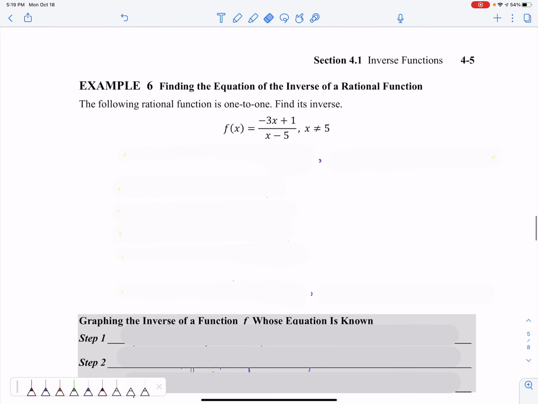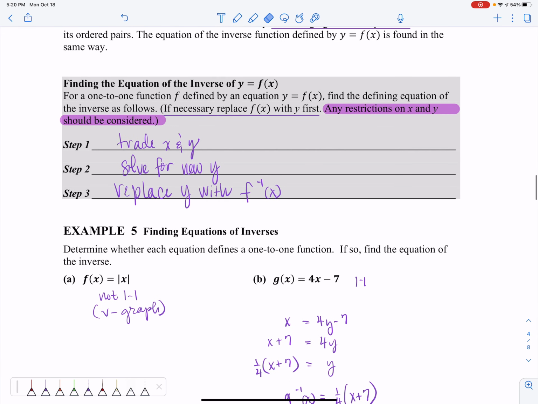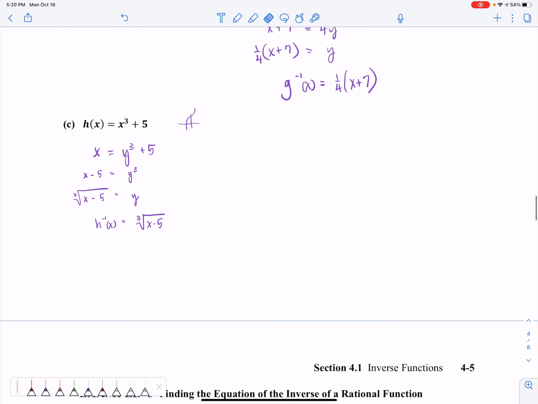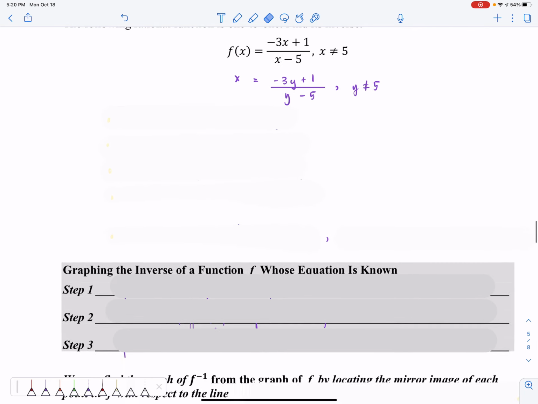All right, example number 6. This one's going to be a little bit more challenging than the last few were. But we're going to work it the exact same way. So let's go ahead then. For the very first step, let's trade our x's and our y's. Don't forget that you need to include the restriction in this. All right, so all of the x's and the y's need to be traded. And if you are wondering why I said that, that goes back up to this highlighted area. Any restrictions on x and y need to be considered. Okay, so that's first.